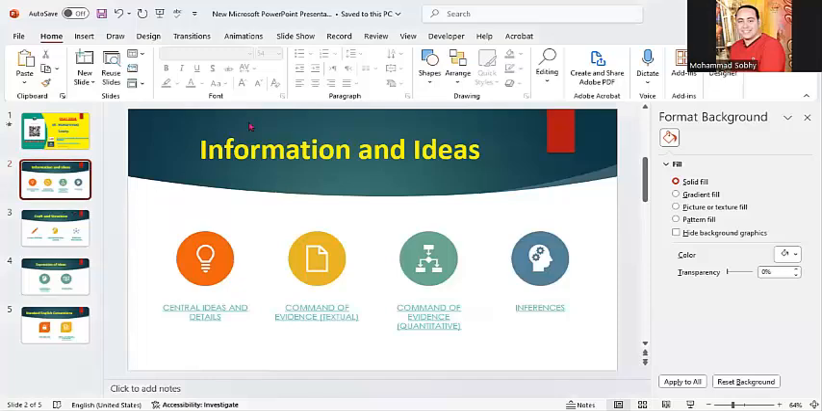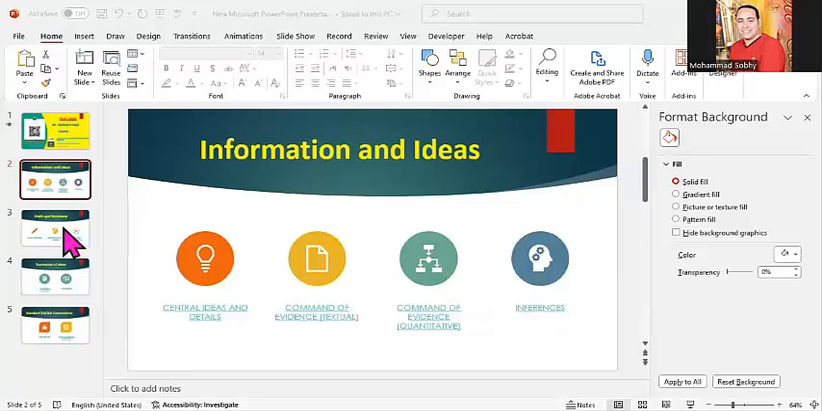We have many important domains about SAT. We said before, information and ideas. The information and ideas domain includes central ideas and details, command of evidence textual, command of evidence quantitative, and inferences. We will have an example for each type of these domains and skills for each domain. And then, inshallah, if you have time in the second session, we can take a real test of SAT.